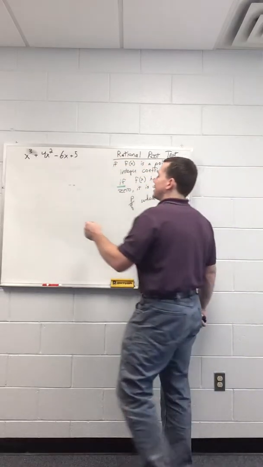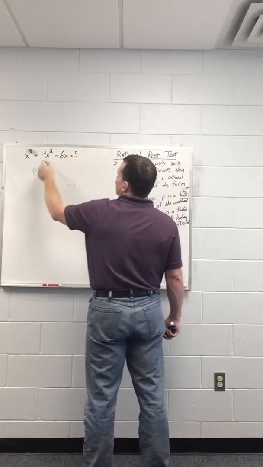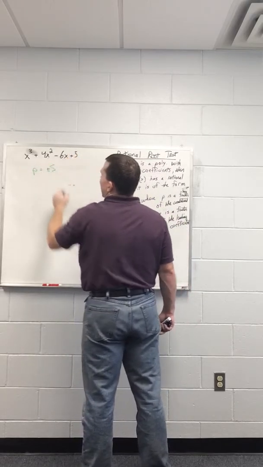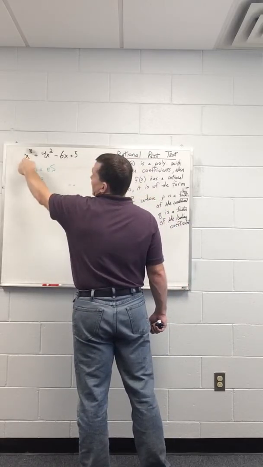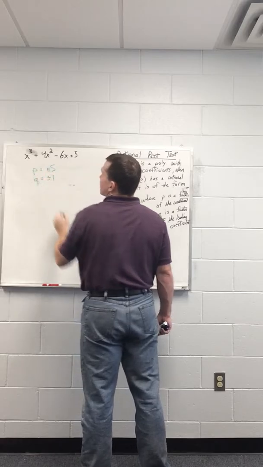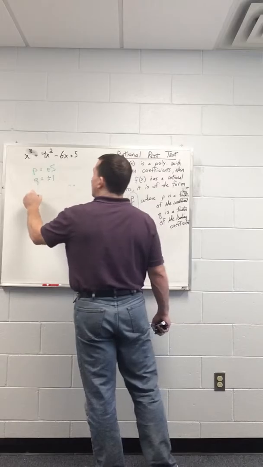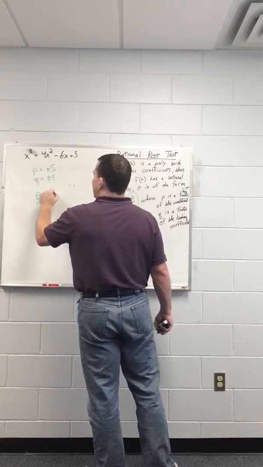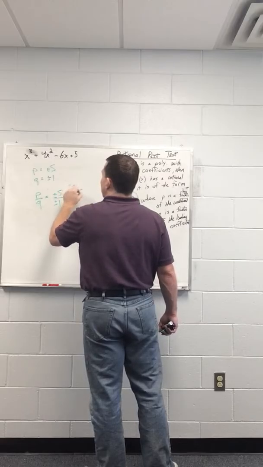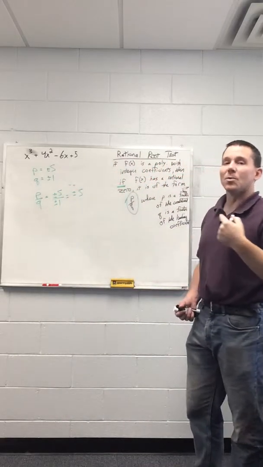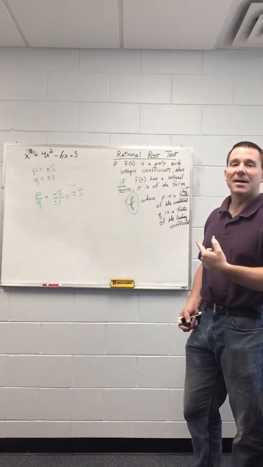And then how we use this, we say, okay, what are my possible p values? What are the factors of 5? They're just plus or minus 5. We have to account for negatives. What are my possible q values? The only factors of 1 are plus or minus 1. Then I find all fractions p over q, which in this case is just plus or minus 5 over plus or minus 1, which just gives plus or minus 5. So if there's a rational 0, it's either 5 or negative 5.